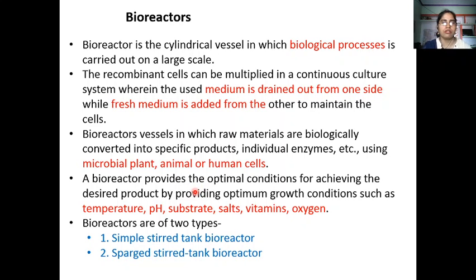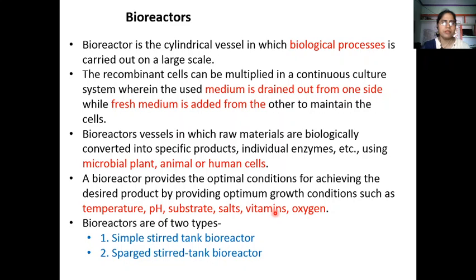In the bioreactor, a controlled environment is required for culturing microorganisms or cells. So we design the bioreactor so that it can control temperature, pH, substrate, salt conditions, vitamins, and oxygen. All these things are present under controlled conditions because controlled conditions are required for growing the cells in the biological process. At the optimum conditions, the maximum product is formed.